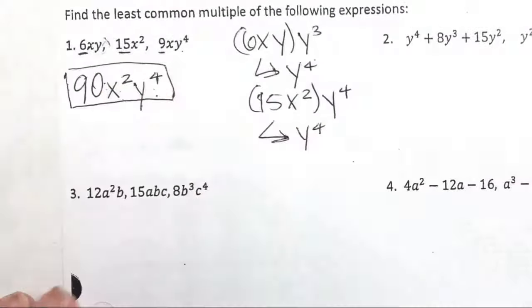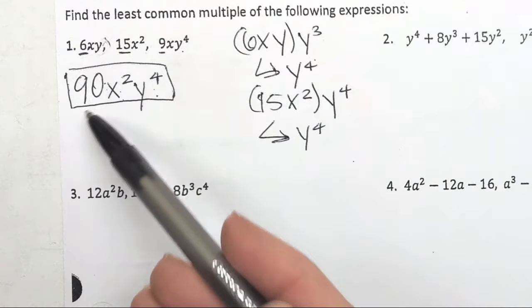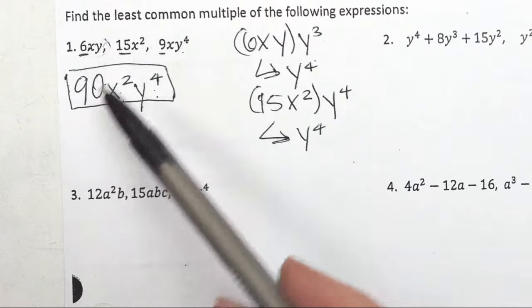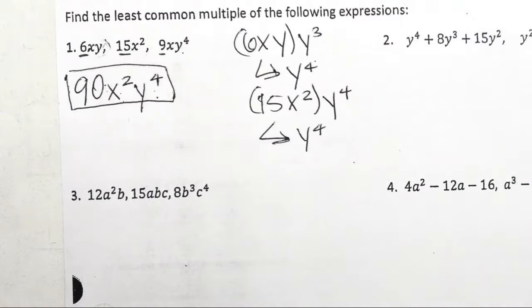So the exponents, the letters are pretty easy. You just take the highest exponent. That's all you have to do. Just like we took the highest number for the coefficient. The 90x squared y to the fourth is the least common multiple. The whole thing. It's one term. Any questions on that one?